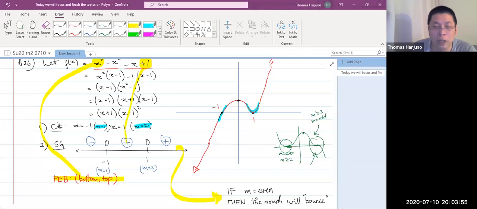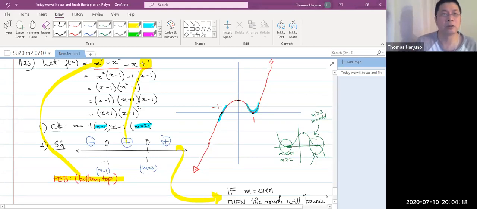In total, the degree must be odd, at least 5, either 5 or 7. It won't be degree 3. Okay, so that's even more detail, which I don't think our textbook actually provided to us.